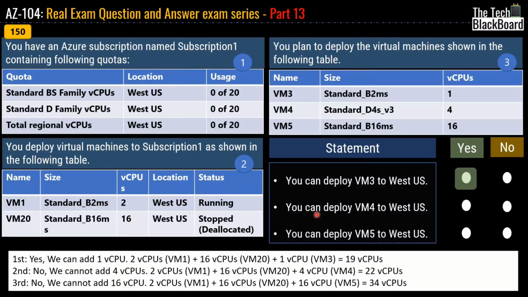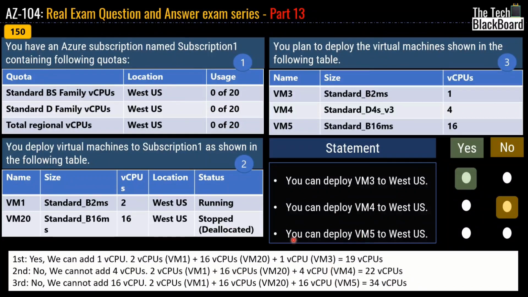The second statement says that you can deploy VM4 to West US. The answer for this one is no. The logic is the same: we cannot deploy because now we have to deploy 4 CPUs. We have already consumed 18 CPUs here, and 18 plus 4 gives us 22, which will surpass the maximum capacity of our location. So that's why this is no.